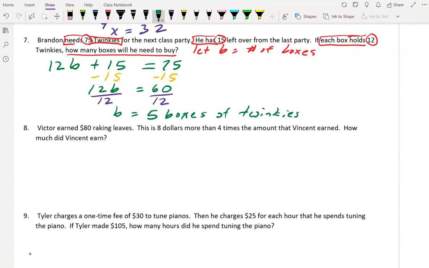All right, we have read it, we have underlined, circled, and boxed everything, and identified a variable. We wrote the equation, we solved the equation. Awesome. Okay, let's go on to the next one then.